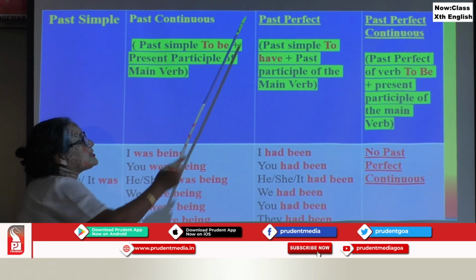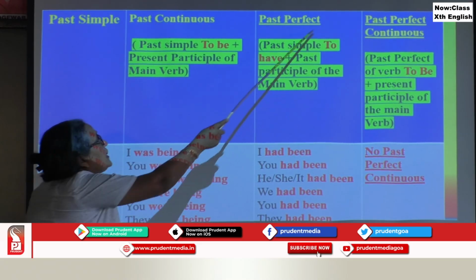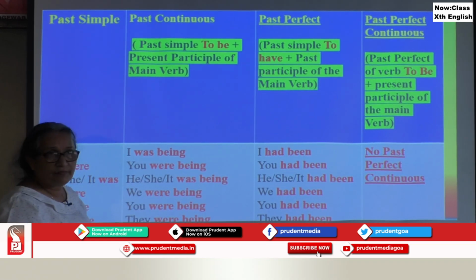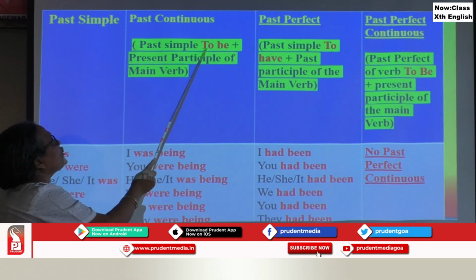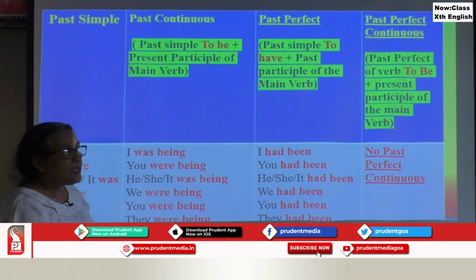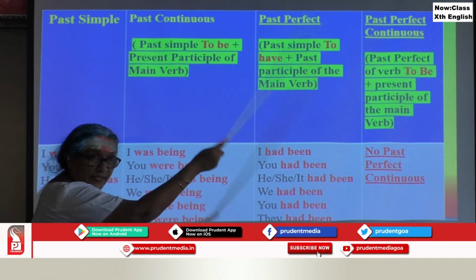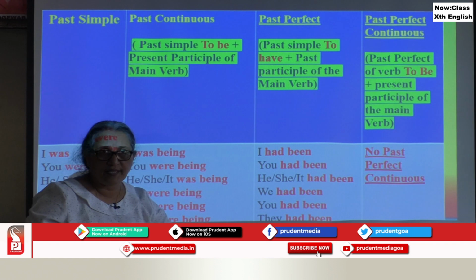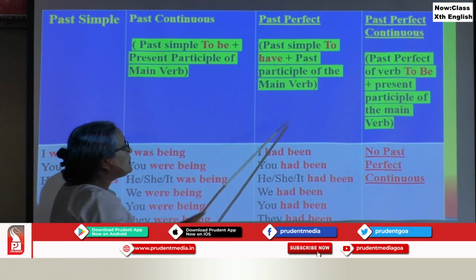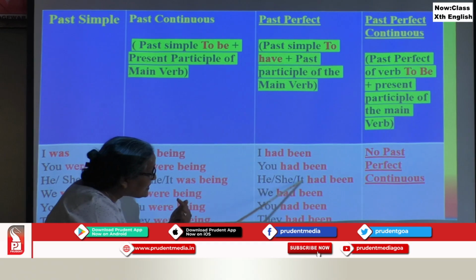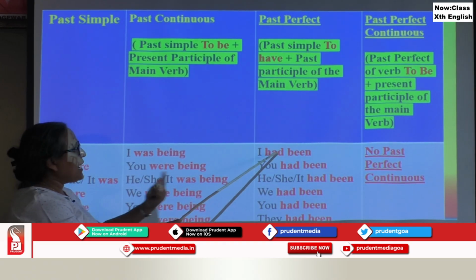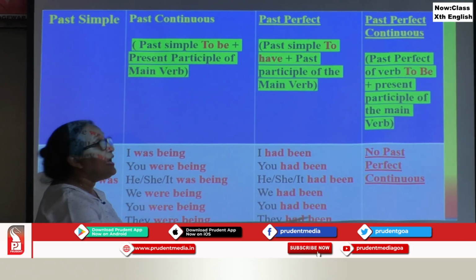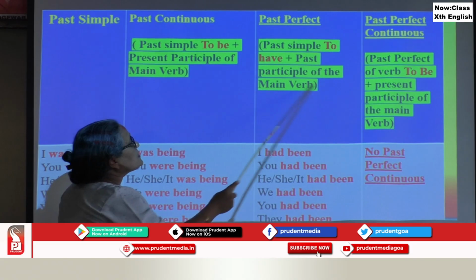Look at the past perfect. I told you the word perfect tells you you have to use verb to have. The word continuous tells you you have to use the verb to be. So perfect. In the case of present perfect, we use present simple of verb to have. I have, you have, he, she, it has. But in the case of past perfect, we use the past simple of the verb to have. I had, you had, he, she, it had. We had, you had, they had. And put the past participle of the main verb.